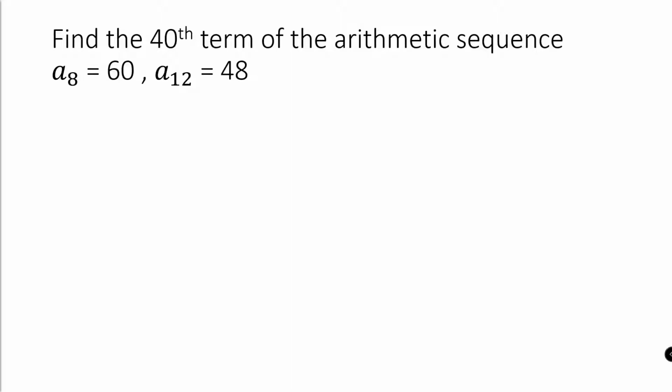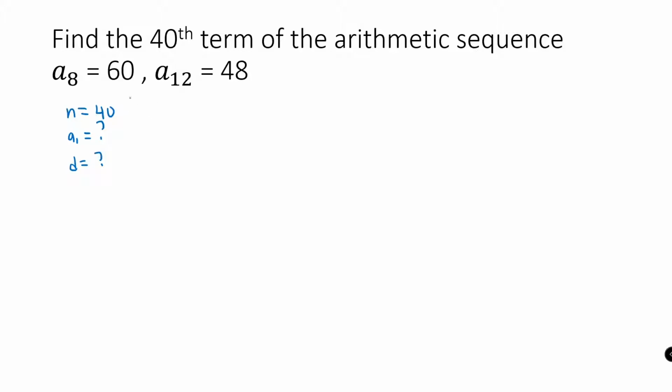Okay, so this problem asks us to find the 40th term of the arithmetic sequence, but what we're given is a8 is equal to 60 and a12 is equal to 48. So what do we know? We know that n is equal to 40. We don't know what a1 is. We don't know what d is.